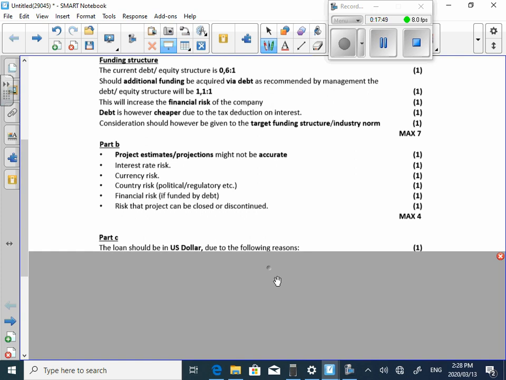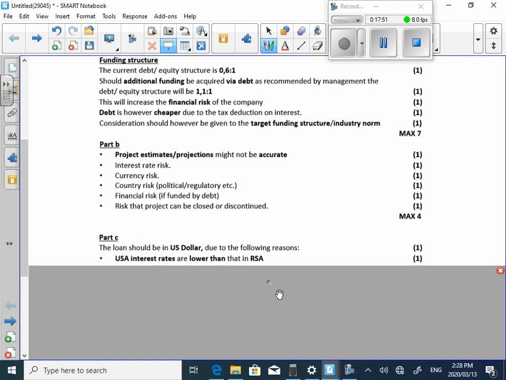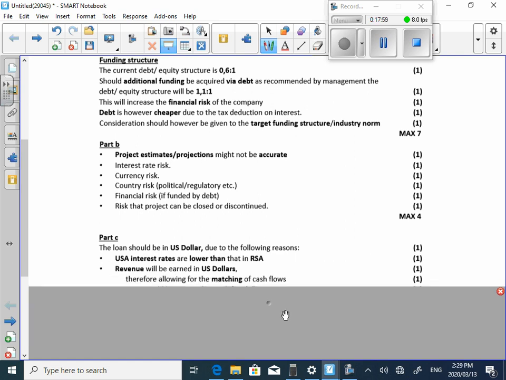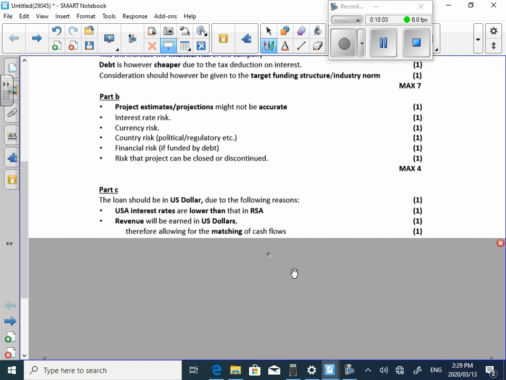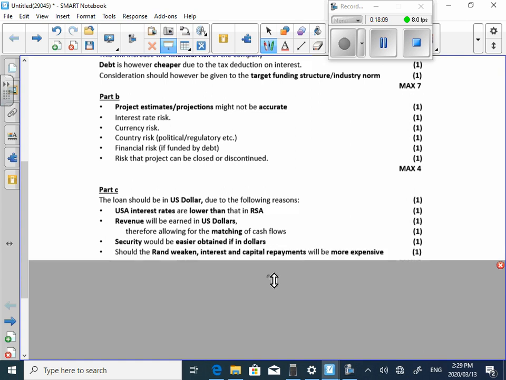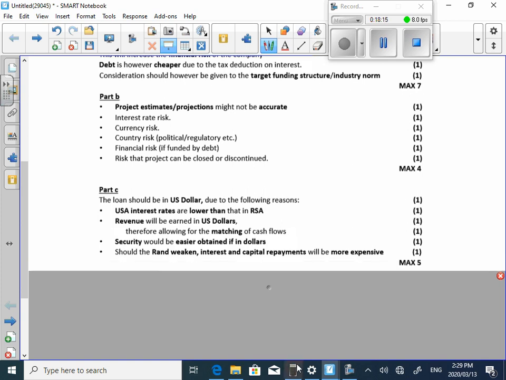It says the loan should be in US dollars, 1 mark, because interest rates in the US are lower than that in South Africa. It's in the question. Revenue will be earned in US dollars. It's in the question. Note how all these points are therefore matching and catchers. That is practical application. Security easier to obtain in US dollars. Much easier. And should the rand weaken, interest and capital payments will be more expensive. You've got to put that down because it was discussed in the question.